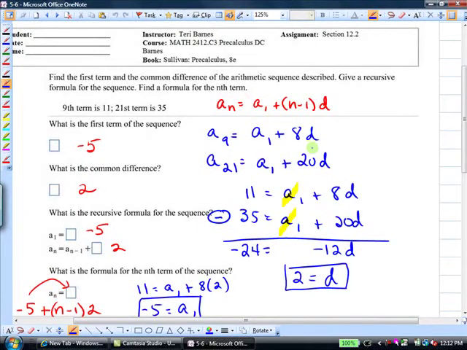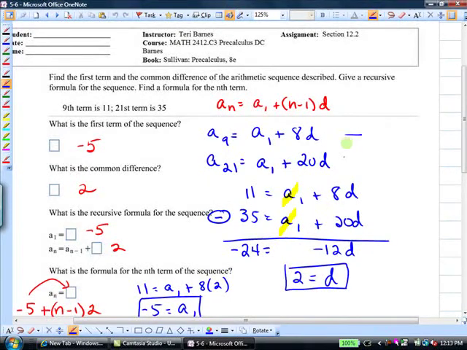9 minus 1 is 8. So 9 minus 1 would go there. I don't know a sub 1, and I don't know d. So a sub 9 is a sub 1 plus 8d. Everybody okay with that? A sub 21 is a sub 1 plus 20 times d.